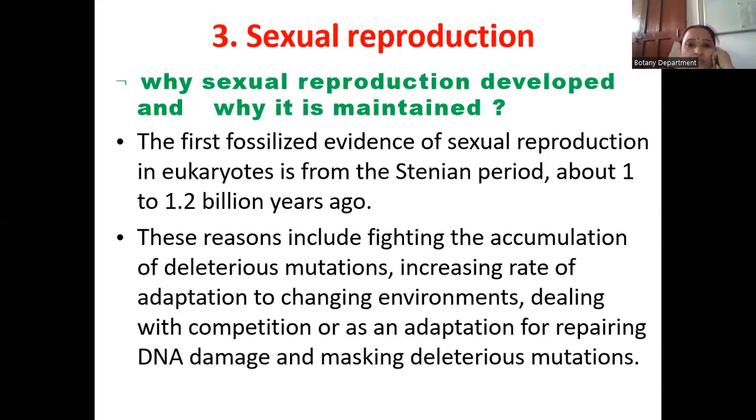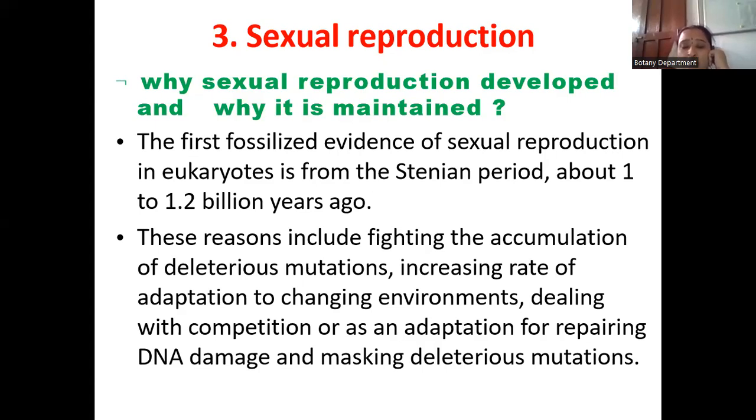Next, coming to the last one, sexual reproduction. The first fossilized evidence of sexual reproduction in eukaryotes dates to about 1 to 1.2 billion years ago.